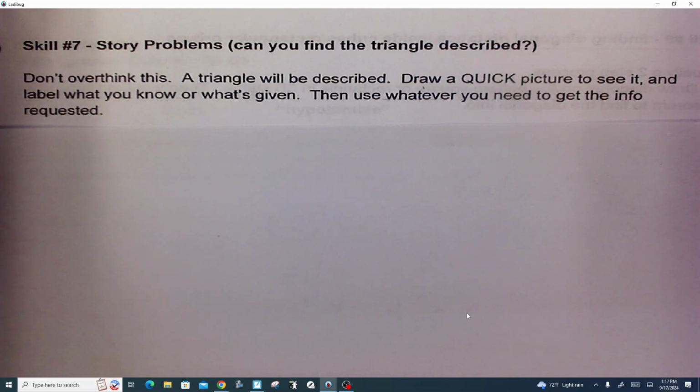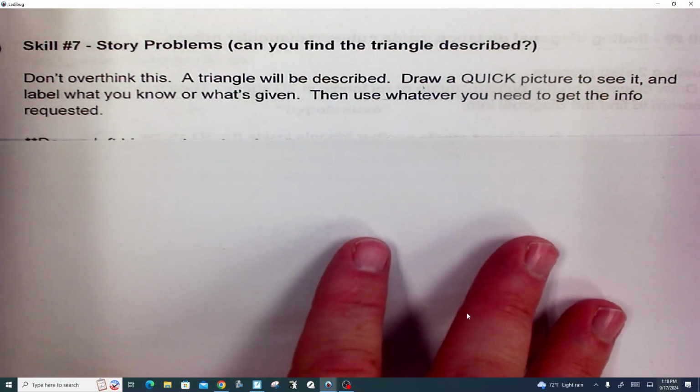Now, once you can actually see the triangle, you can label it as ABC, right? And once you get ABC, you should have two sides. Plug them in, solve, presto. You're pretty much done. There's some complications they can throw in there, but that's it in a nutshell. So use whatever you need to get the information, and that keeps you going.